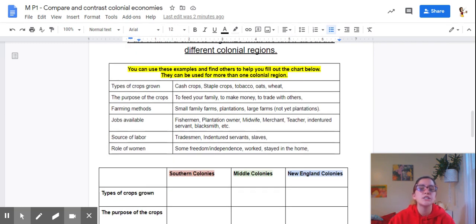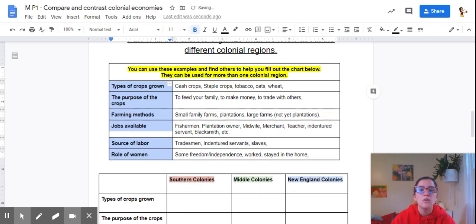So, this top chart you do not need to fill in. This top chart is here to help you. This one right here. Okay? What is in this chart at the top is examples that you can choose from. So, if I need to figure out what is similar and different about the 3 colonies, a good thing to figure out is just information about the colonies, right?